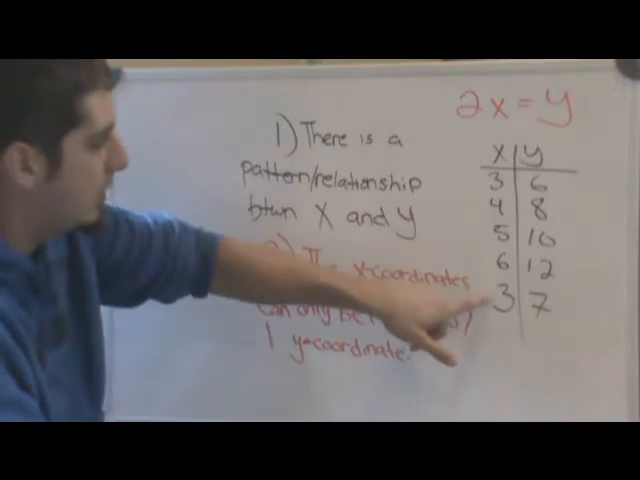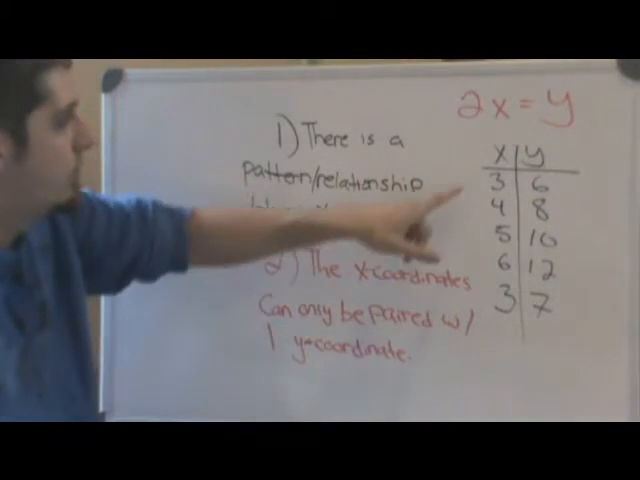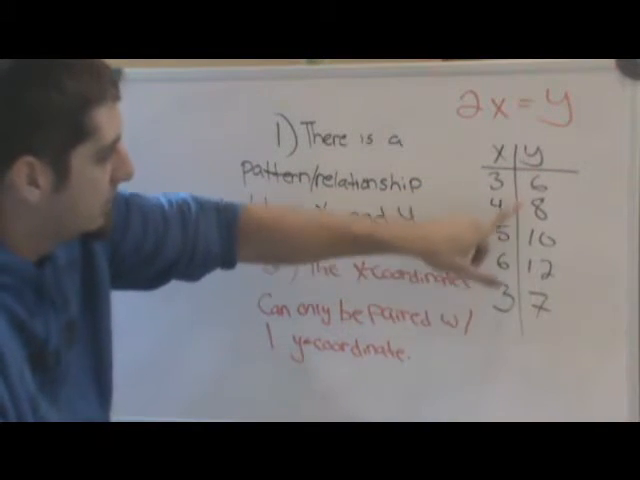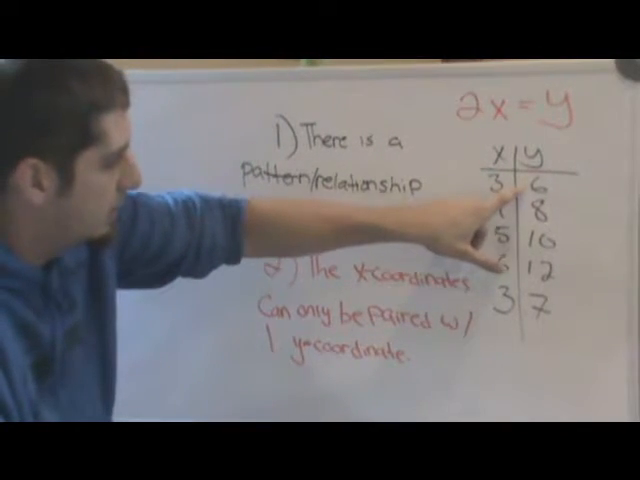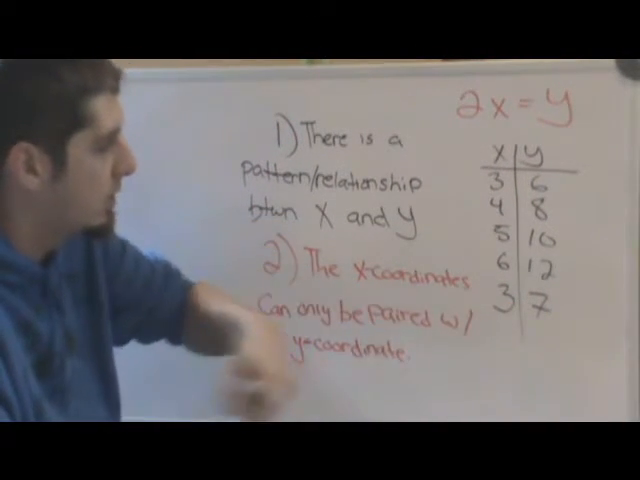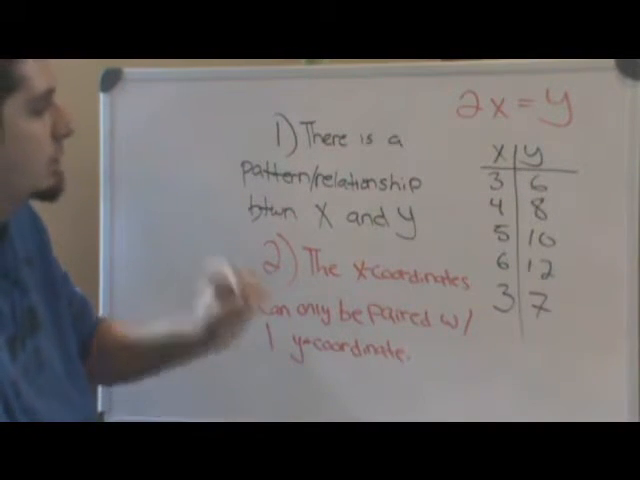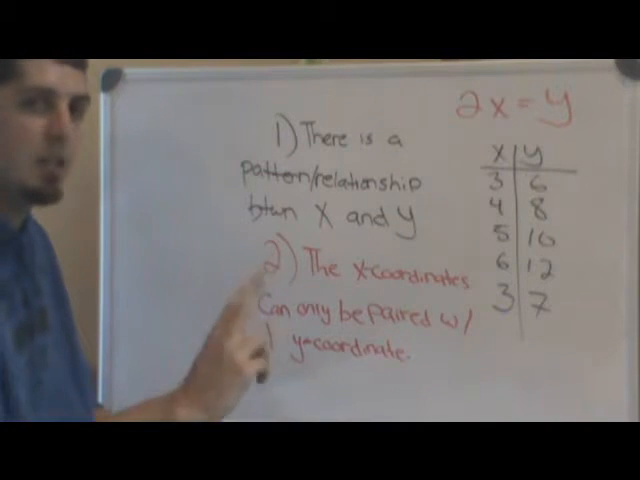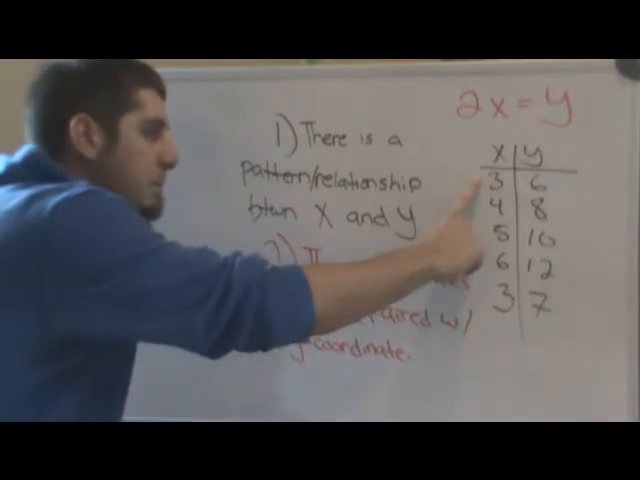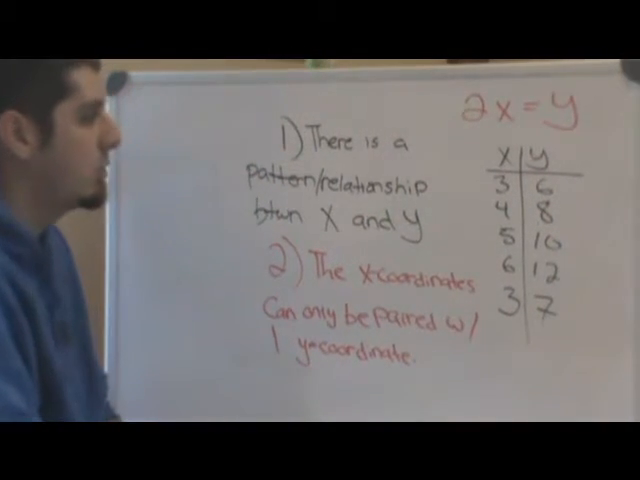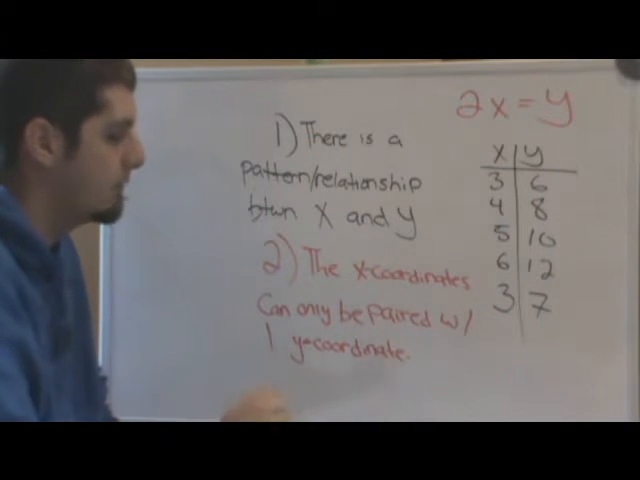So if you see a repeat in your x-coordinates, and that repeat gets you 2 different answers, okay, when I input 3, I got 6. When I input 3, I got 7. I got 2 different answers for the number 3. When that happens, you do not have a function. So that is the second way to identify a function when you're looking at the table. You look for a repeat in the domain, and you see if those repeats have different answers. If they do have different answers, you do not have a function.